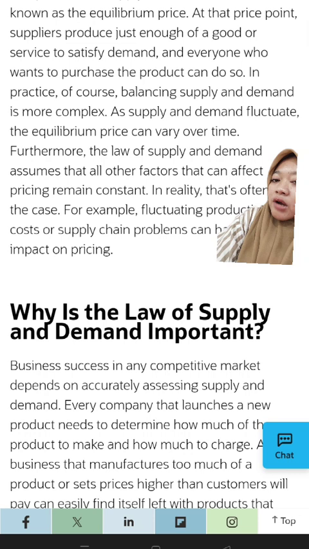Furthermore, the law of supply and demand assumes that all other factors that can affect pricing remain constant. In reality, that's often not the case. For example, fluctuating production costs or supply chain problems can have an impact on pricing.